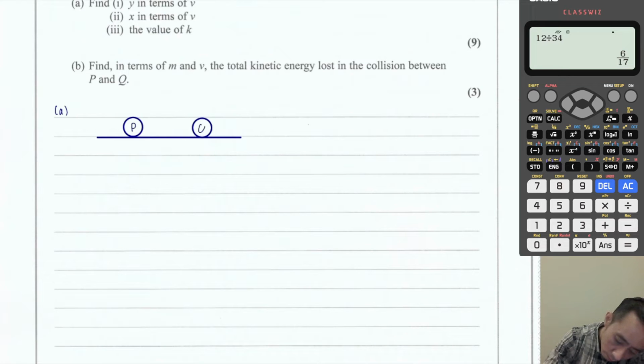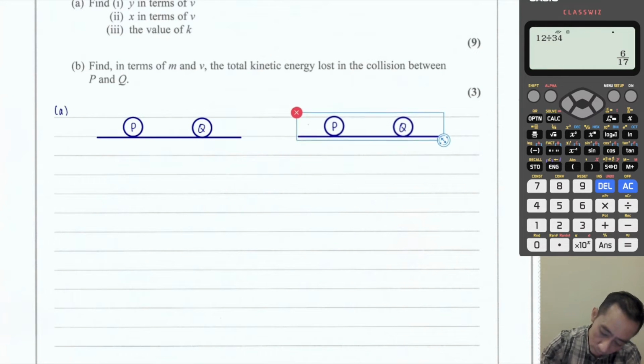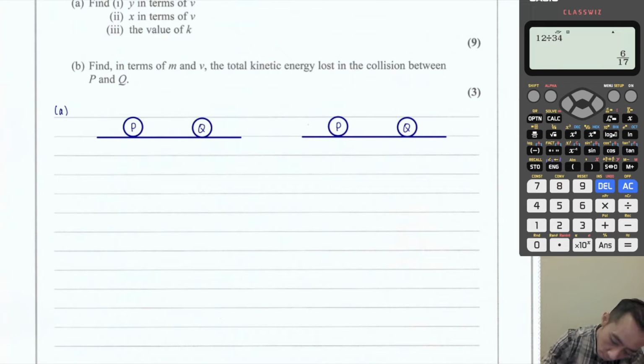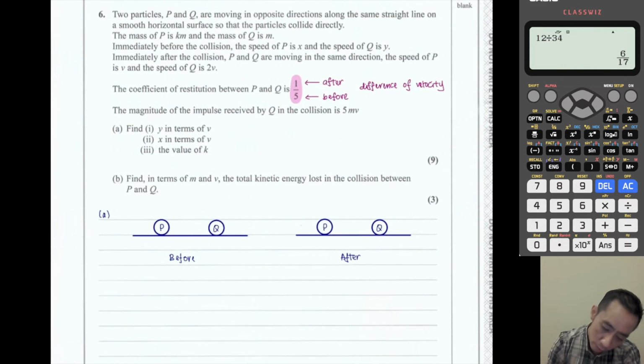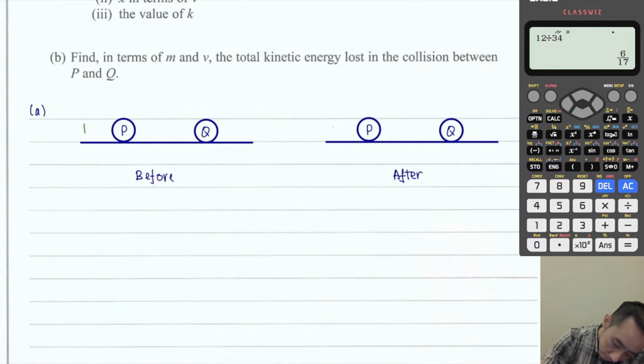So P, Q. Okay, so let's just copy this diagram here. So before, after. Okay, so now I'll try to write all the information in the diagram. First of all, we are told that the mass of P is Km, the mass of Q is M, which means this one is Km, this is M, this is Km, and then this is M.